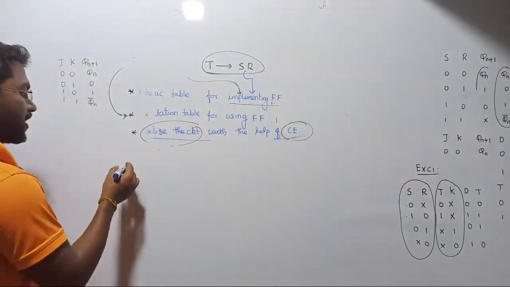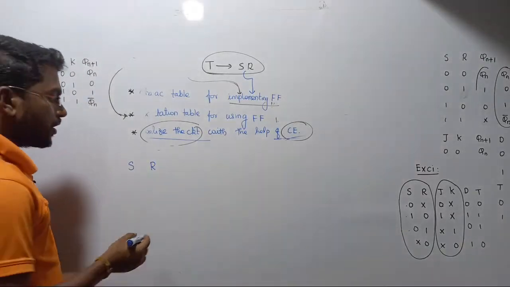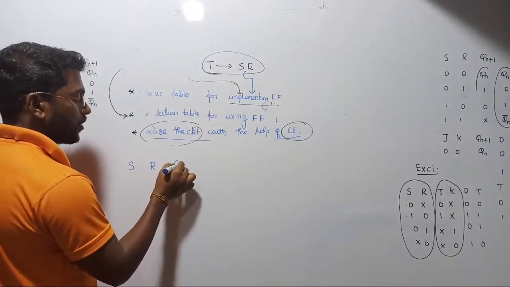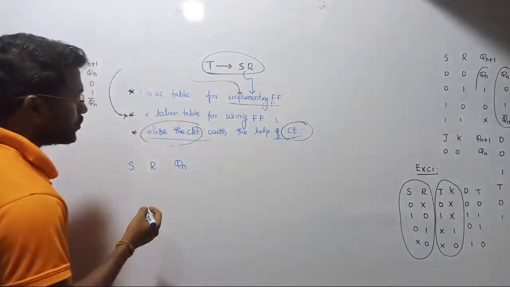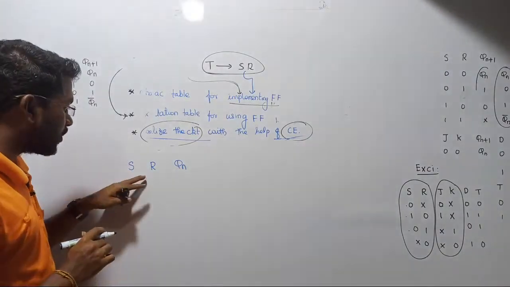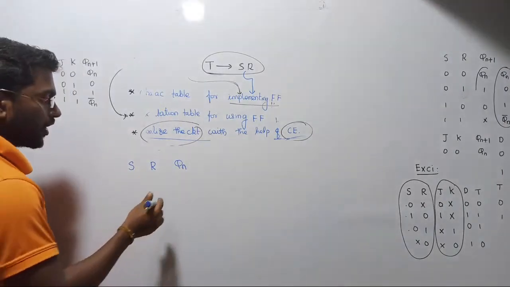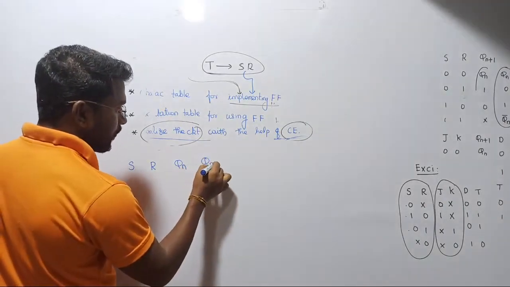In the characteristic table we need to consider S, R, and the present state Qn, right? So we need three columns here. One is the present input of the system, and the other is the past output of the system, in order to write down the characteristic table of any system.